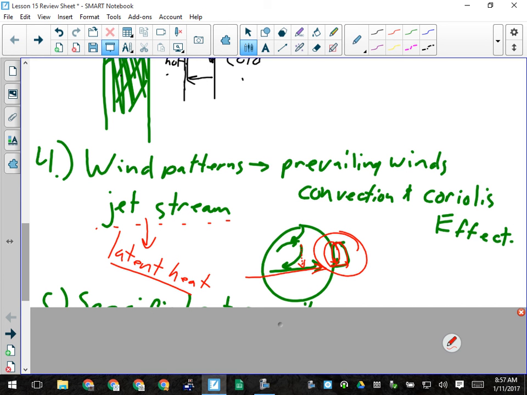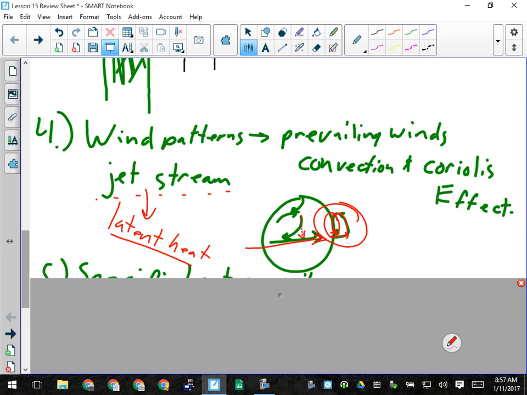To an extent, the jet stream is also just one of those kind of freak occurrences. Its location is based on high and low pressure, but it's not necessarily because of convection and differences in energy. There'll probably be a couple of questions about this idea. There may be one full written response question about the Coriolis effect, so I'd understand how that works too.